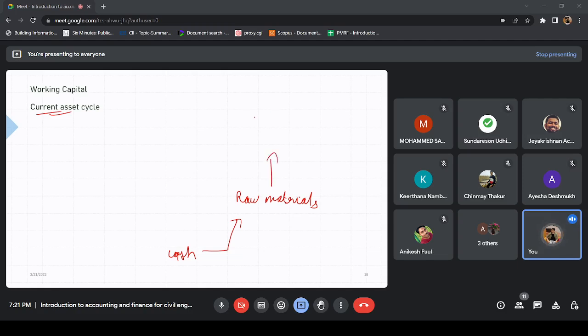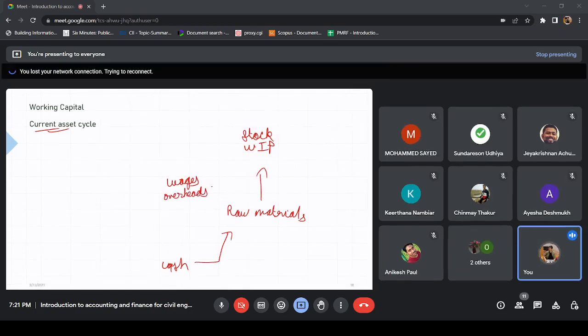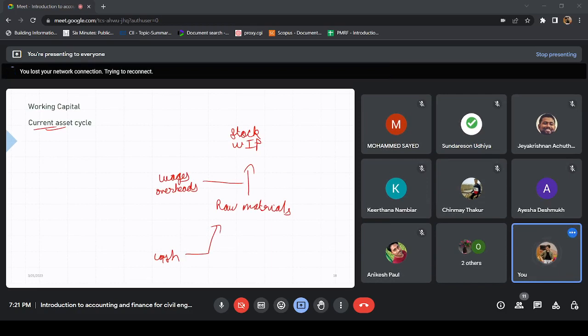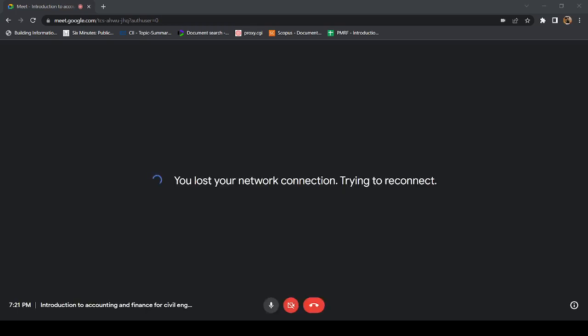It will go into stock work in progress. How? You will add some wages or overheads, right? Wages or overheads, if you add here, it will make your stock work in progress, like the calculations we did on your balance sheet. We are just trying to visualize them.